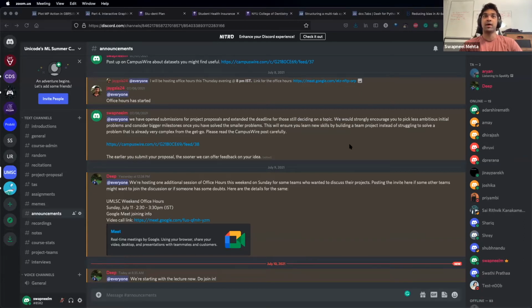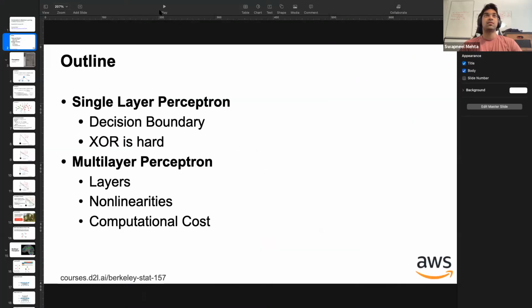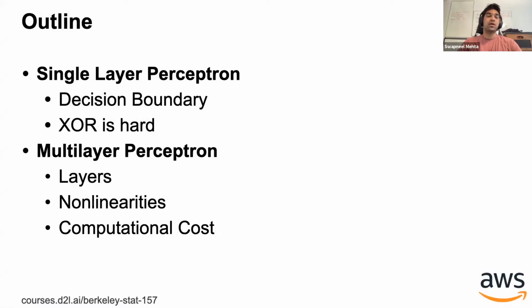And now we can go back to the slides for today. Okay, so we have seen that there are these points that we want to classify, and we've seen linear models, which is essentially drawing a line or a curve through the space in order to divide these points based on the classes.